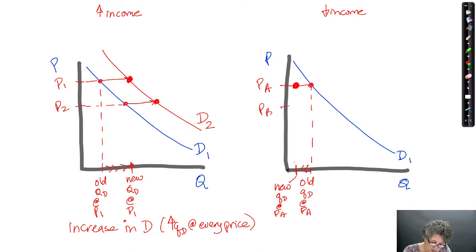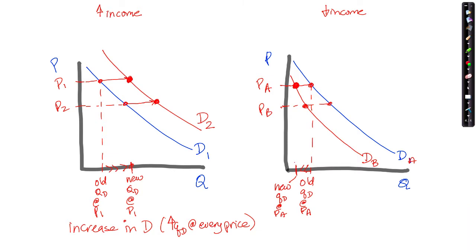That would be true at every price. Choose some other price P sub B. The quantity demanded again would fall. And so I would wind up with a new lower demand curve. I'll call it D sub B. I'll call that A and B instead of 1 and 2. How's that? And we call that a decrease in demand because there is a decrease in the quantity demanded at every price.